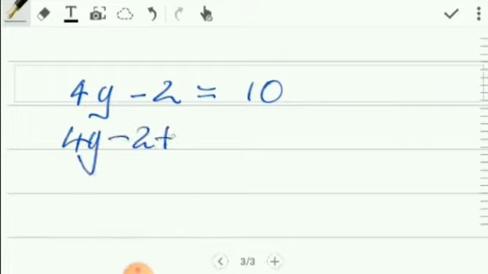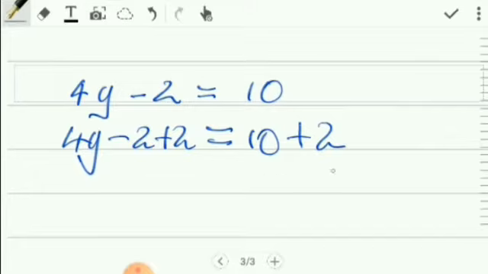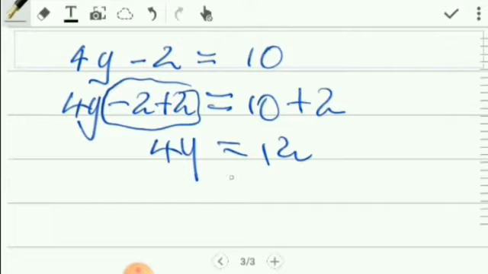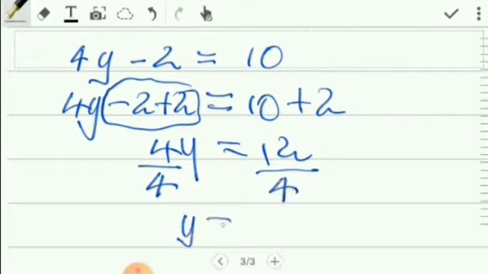But whatever we do on one side, we have to do the same thing on the other side. We add 2 to the 10. This part here would become 0. So 4y is equal to 12. Now, what we want to do is to get y alone. So we'll divide by 4, because 4 is multiplying the y. We divide by 4, and then we divide the other side by 4. y is equal to 3.